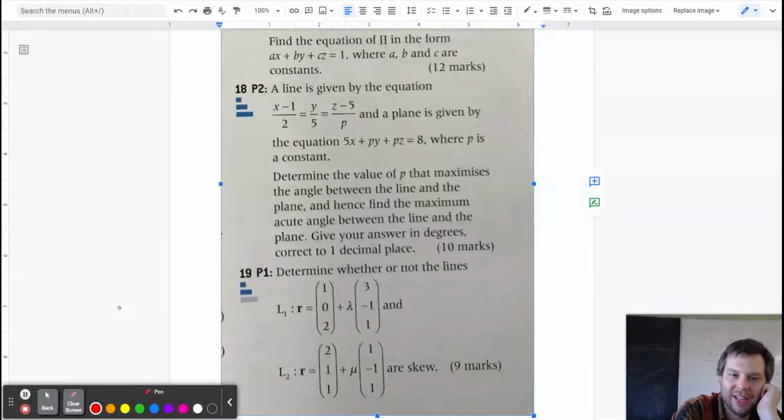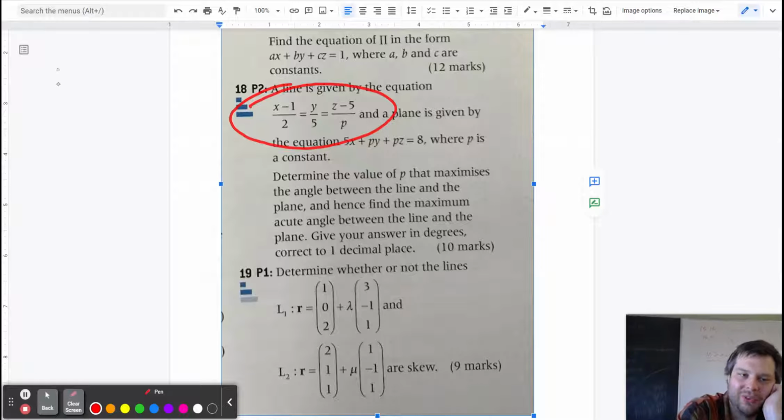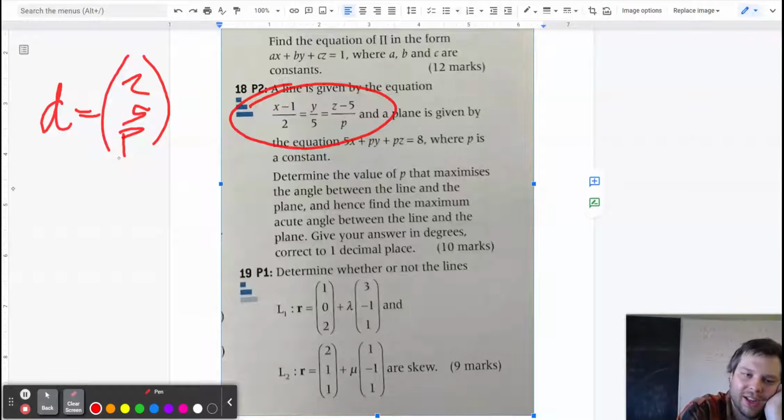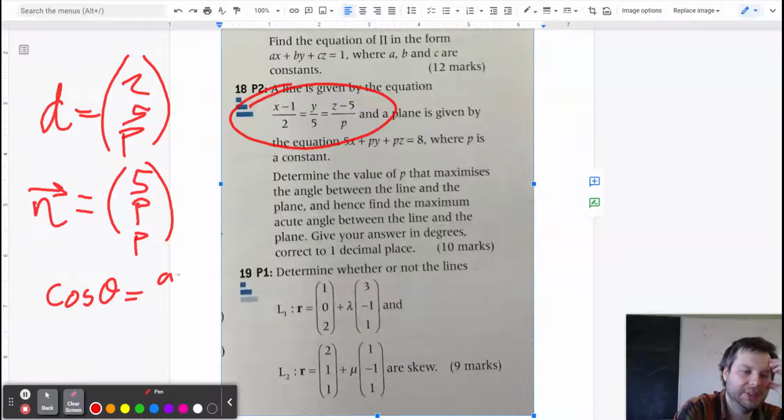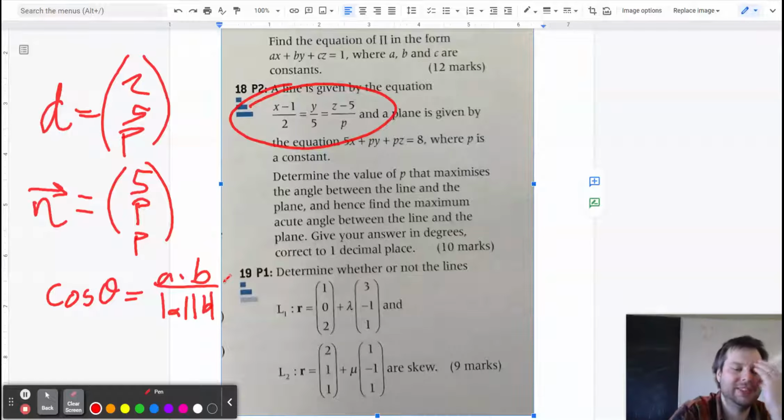And if you look at that linear equation, you can just read off the direction vector of the line as 2 steps in the x, 5 steps in the y, p steps in the z direction. Same idea that the normal vector to the plane is just 5 steps in the x, p steps in the y, and p steps in the z. And now normally we use the idea that the cosine of theta is equal to a dot b over the magnitude of a times the magnitude of b.